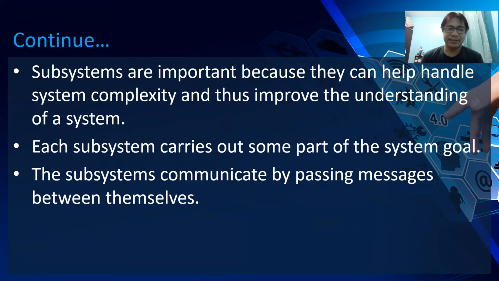So each subsystem carries out some parts of the system goal. Okay, the subsystems communicate by passing messages between the subs. Although they are separate from each other using the subsystem, but they are communicating because they have only one system environment. So that is the essence of the subsystem. Okay?